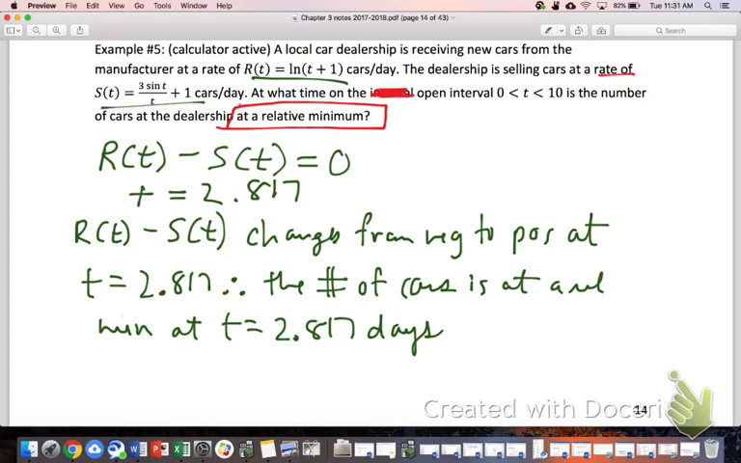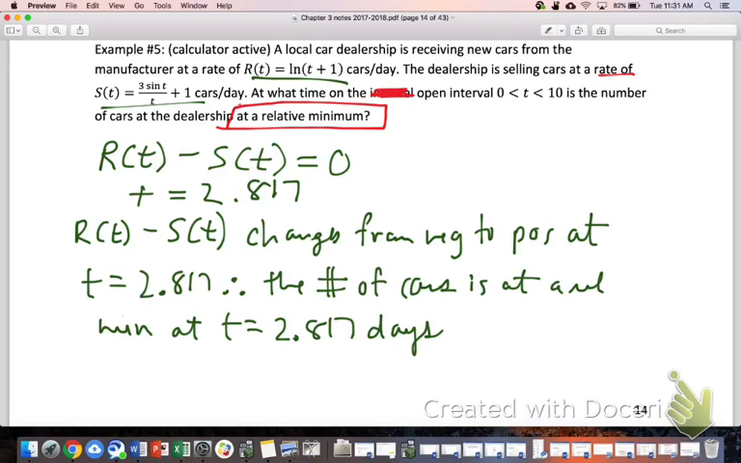Follow-ups, questions, thoughts, comments, anything? Yes, ma'am. What does that say? Number of cars is at a relative min. So I apologize for my messy writing. This is not the most precise stylus. Relative min. Thanks for asking. Any other questions?